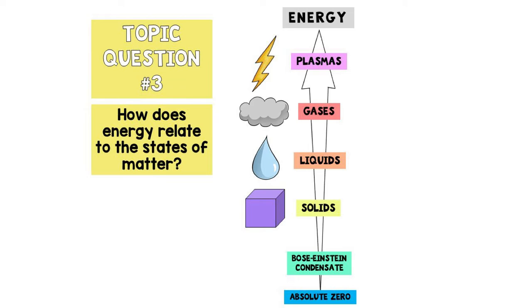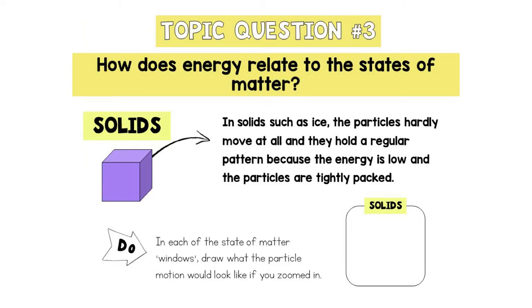Then it's absolute zero. Let's first look at the states of matter you should be familiar with from elementary school. Make sure after we discuss each state of matter, you go through and draw what the particle motion would look like if you zoomed in on a substance in that state of matter in the little windows.